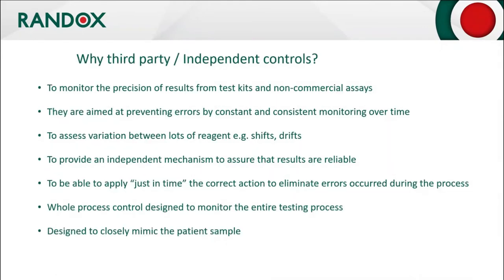So why use third-party independent controls? We can use them to monitor the precision of results from test kits and non-commercial assays. They are aimed at preventing errors by constant and consistent monitoring over time. We can therefore assess variation between lots of reagents, like shifts and drifts. We can provide an independent mechanism to assure that results are reliable and therefore apply just-in-time corrective action to eliminate errors occurring during the process in a timely manner. And these are whole process controls designed to monitor the entire testing process, designed as closely as possible to mimic the patient sample.